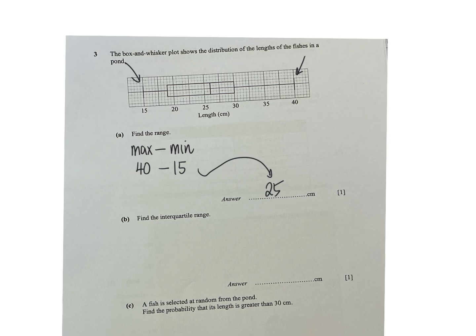That is how far your data spreads out. Inter-quartile range is Q3 minus Q1. So Q3 is this line here, which is 30. Q1 is this line here, which is 19. 2 boxes is 1, so 19. So you get 11 here.